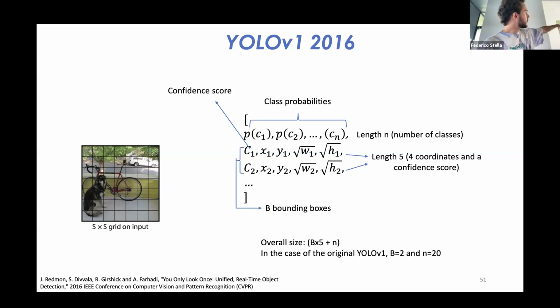And this, as I said, there are multiple boxes. So in this case, there's B. I only wrote 2, but there could be as many as you want. YOLO V1 uses only 2 boxes.